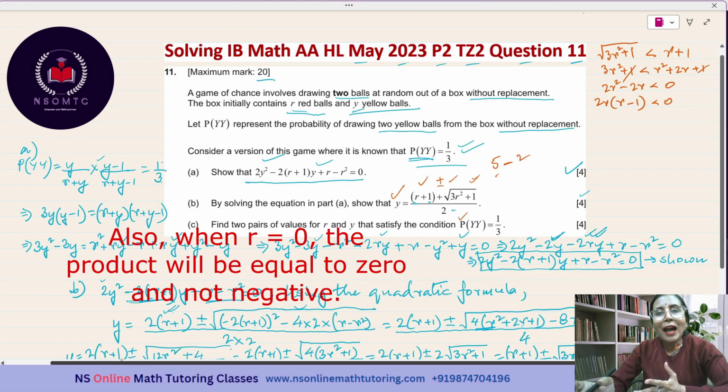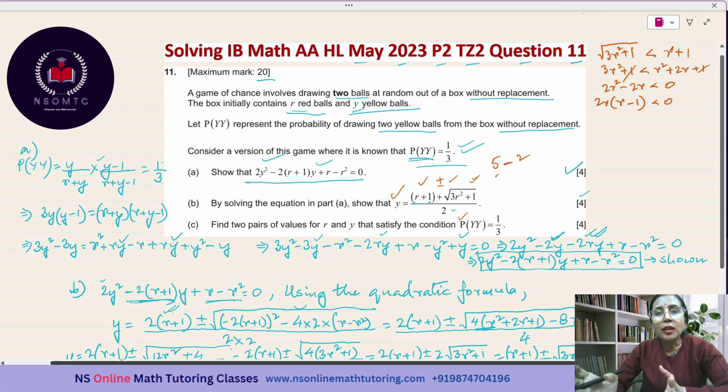But can r be equal to 0? If r is equal to 0, then what happens? What is the probability of drawing two yellow balls without replacement from a box containing y yellow balls? There are only yellow balls. So whichever ball you take out, it will be yellow. There is no red ball. R is equal to 0. So whichever ball you take out, it is yellow.